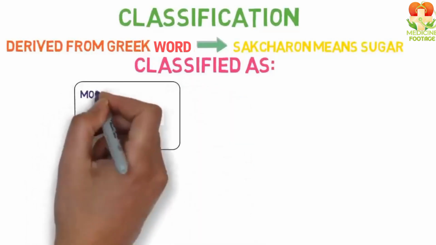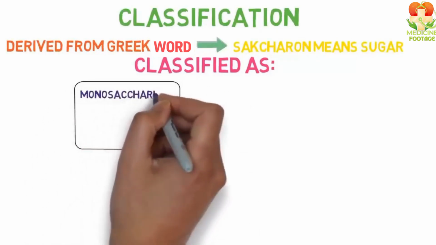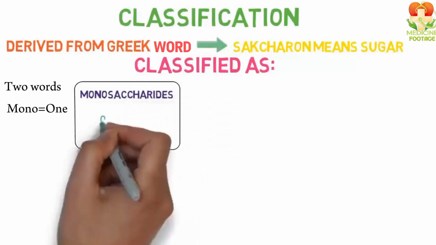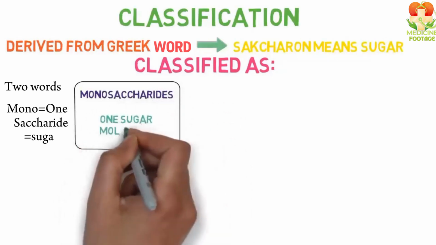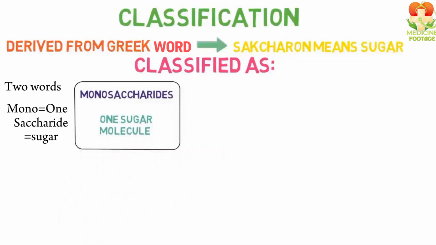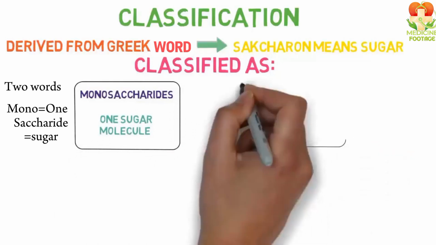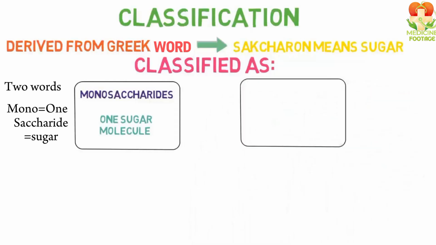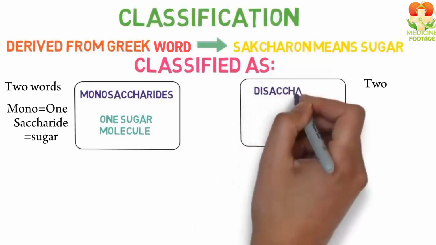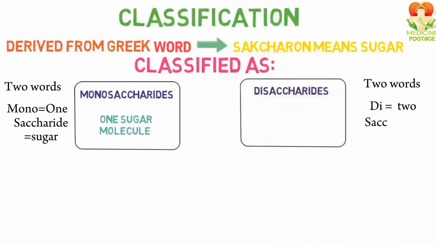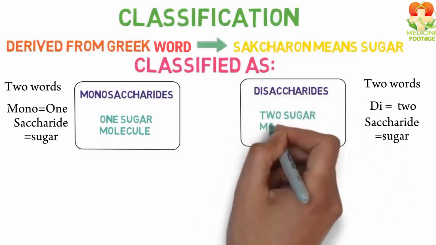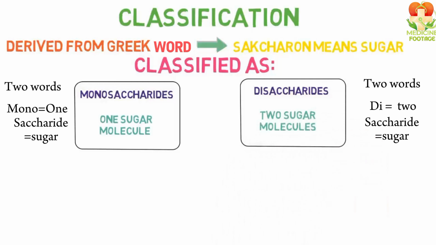The first is monosaccharide. It is made up of 2 words. Mono means one, and saccharide means sugar. A single sugar molecule is called a monosaccharide. Their examples include triose, tetrose, pentose, hexose, and more. Now, the second classification, disaccharide. It is also made up of 2 words. Di means 2 and saccharide means sugar, so 2 sugar molecules. When 2 monosaccharides combine, we get a disaccharide.